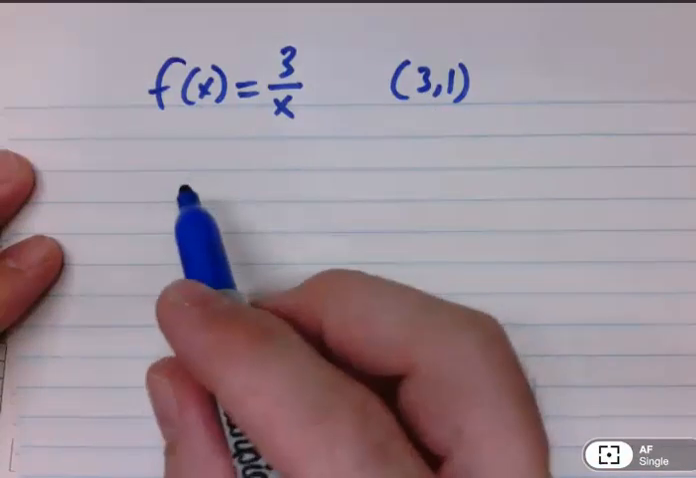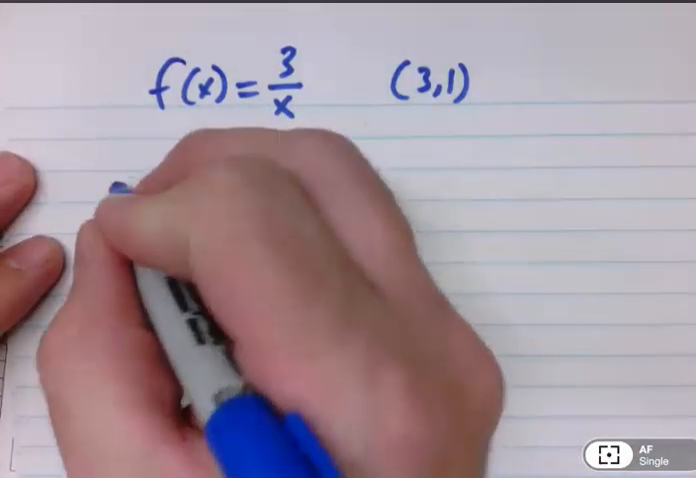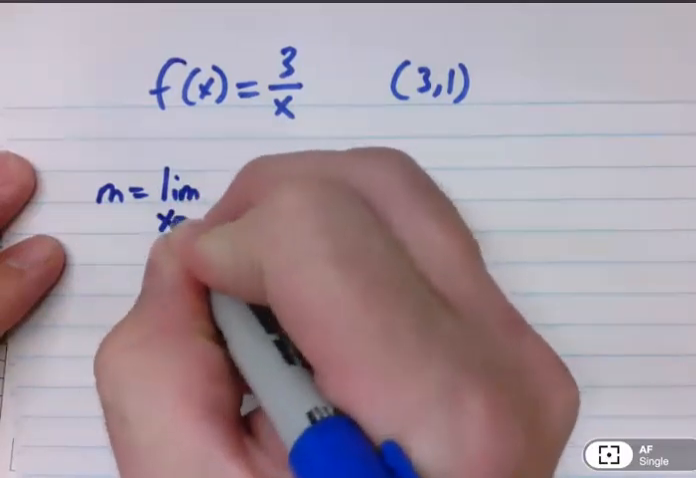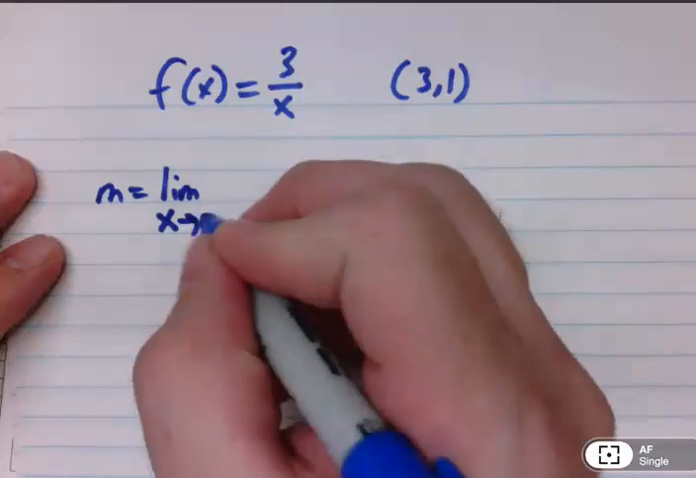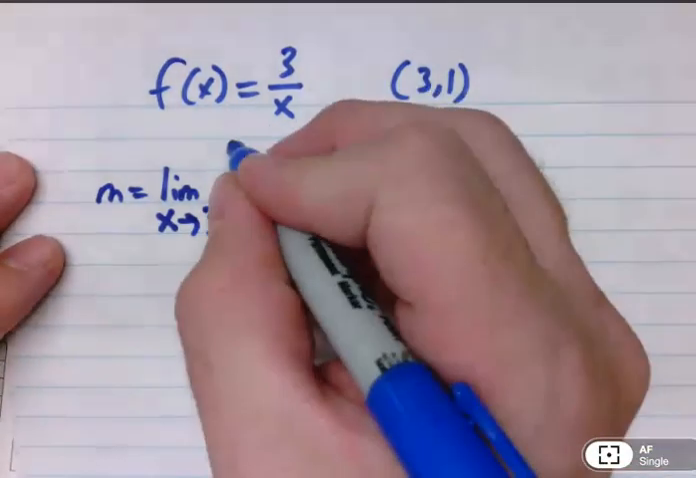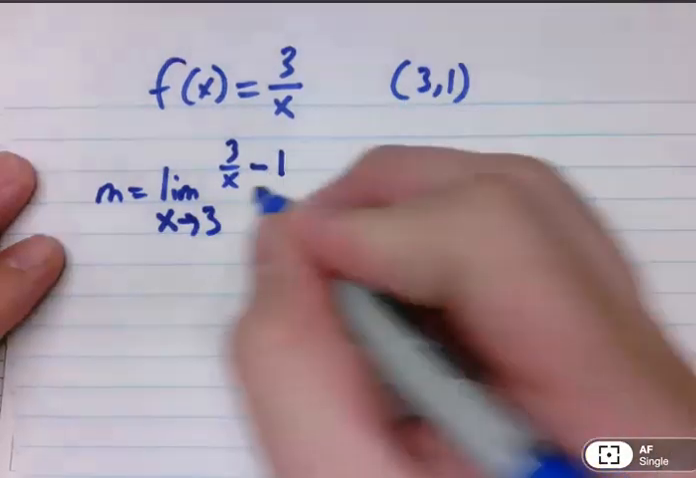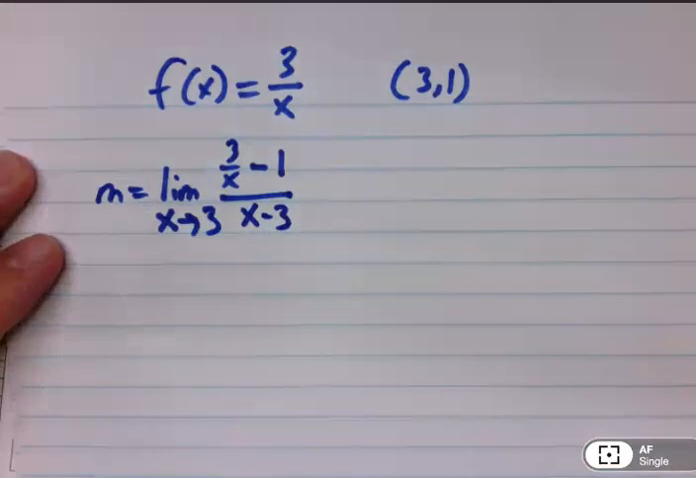So I can do this both ways. I'll do the x to a method. So the slope is going to be the limit as x approaches a, but for this example, our a is actually 3, so I'm going to put that in, of f of x, which is 3 over x, minus f of a, which is 1, all over x minus a. So that should be your setup.